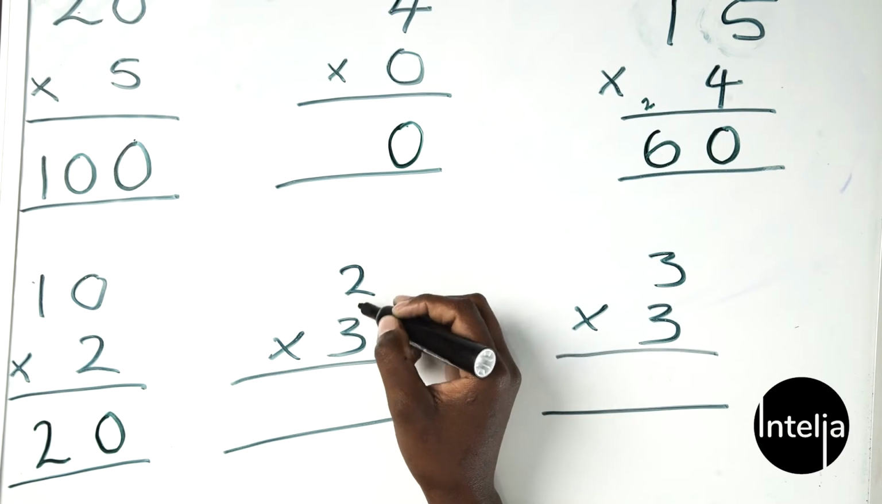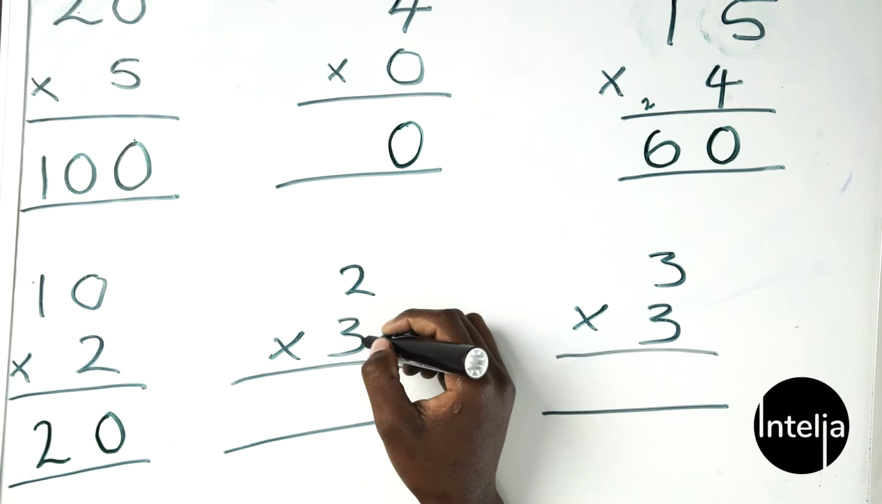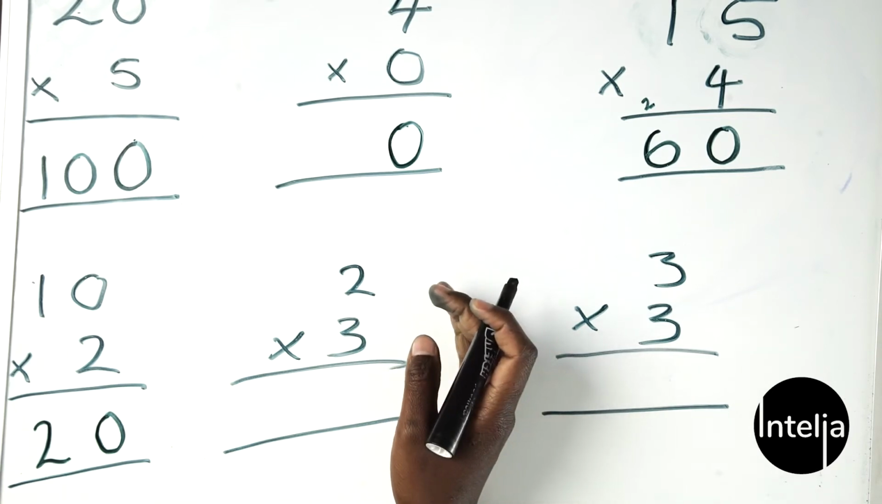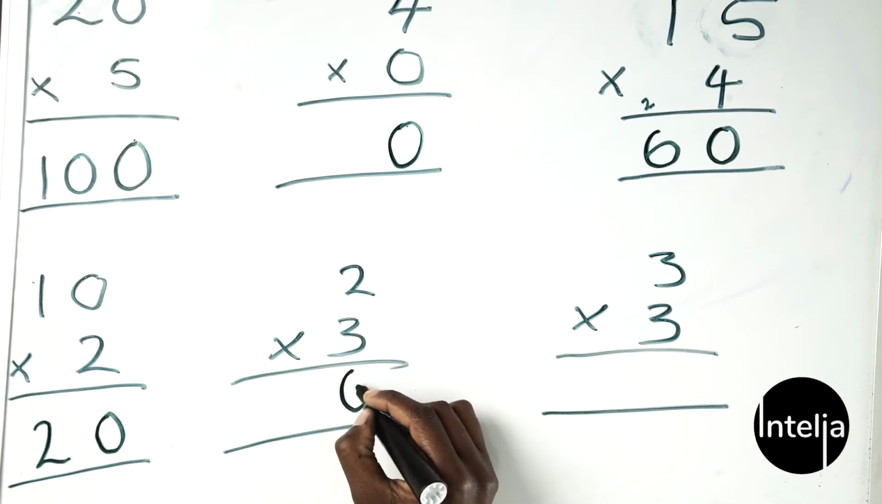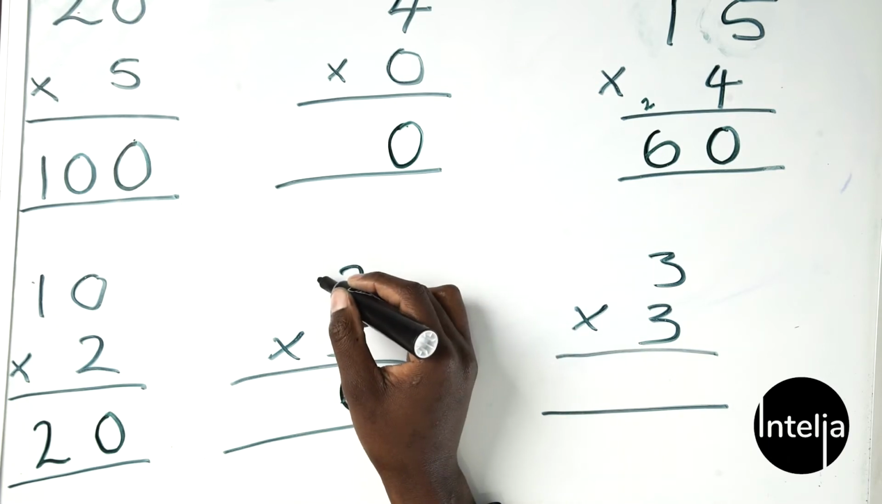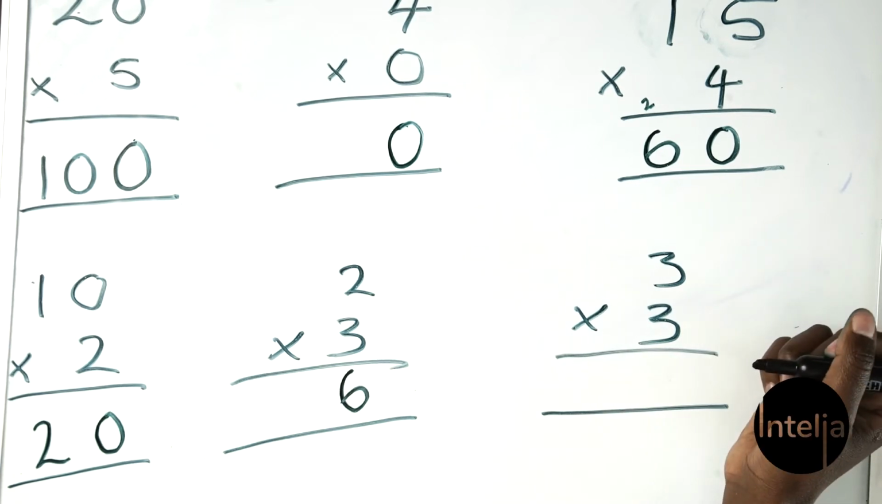3 times 2. Always remember, you multiply from the bottom to the upper, from the right to the left. Say 3 times 2, that's 6. You write your 6 here. Since we do not have another number to the left, we leave it like that. Then we move on to the next one.